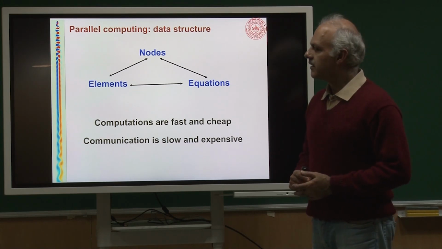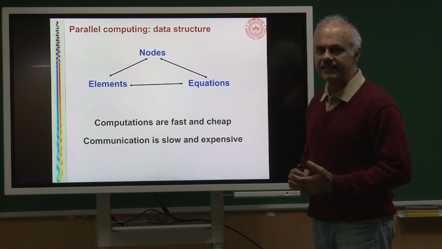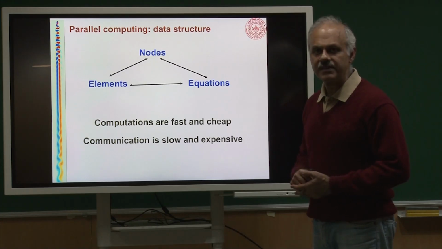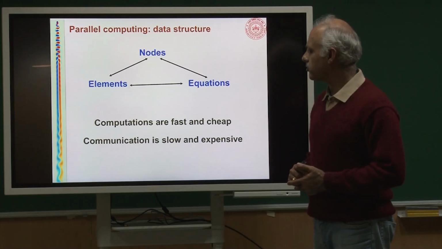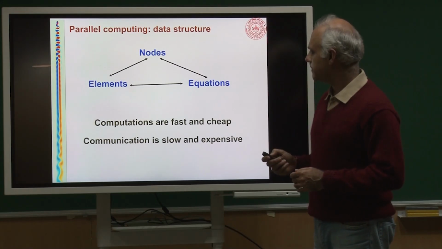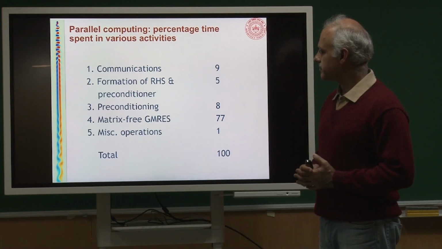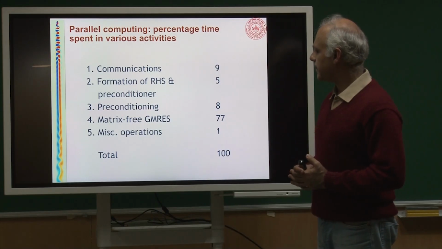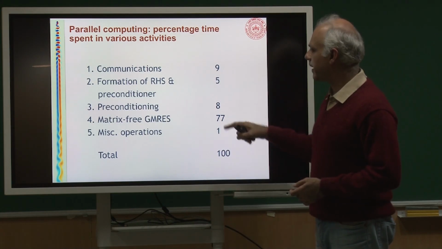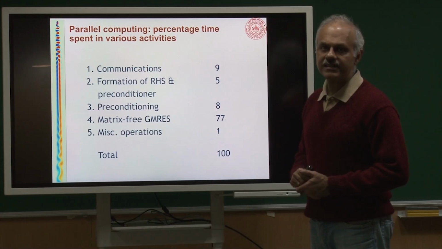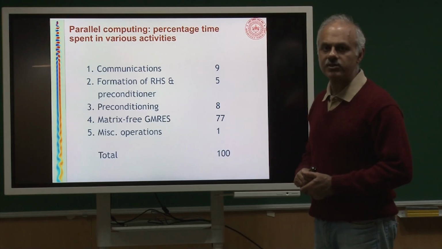That is because the computers are becoming faster. So, if I want to compute, that takes less time, but if I want to convey information between various nodes, then many would have to wait, and therefore that is slow. So, this is one thing that we keep in mind. In a typical finite element program, you will see that almost 80% of the time is spent in just solving the linear equation system Ax equal to b, and very little time is spent in communications, almost 10%.